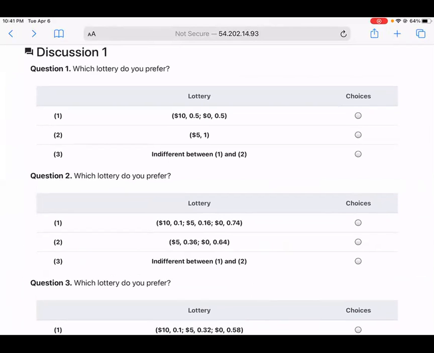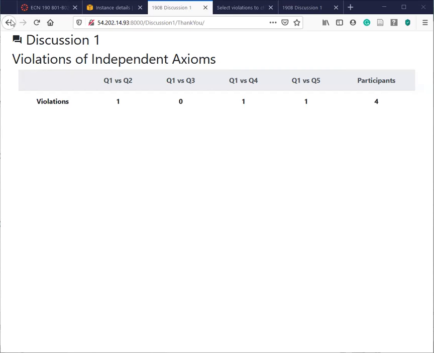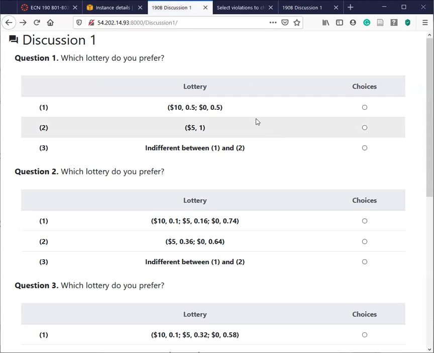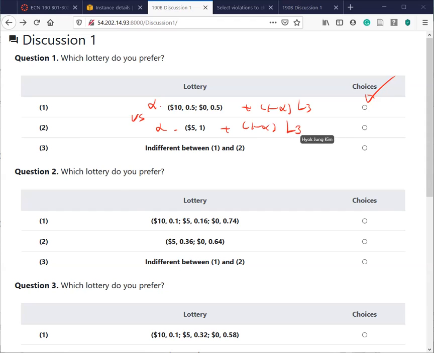Let me share my screen using my computer. I was first asking you to make a choice between 1 and 2. Suppose that you preferred the first one. Then, using the independence axiom, I mix with a third lottery, which is this one and this one. If you have chosen this one, then you are breaking the independence axiom.